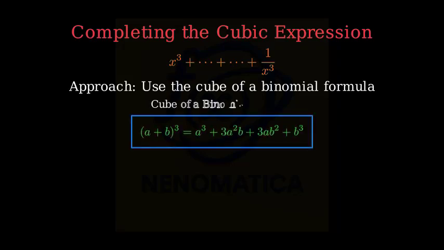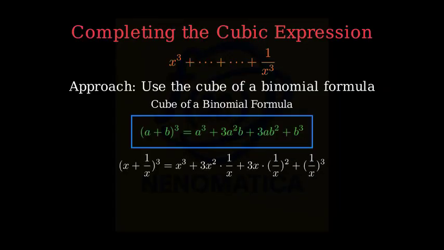Let's recall the formula for the cube of a binomial a plus b: a cubed plus 3a squared b plus 3ab squared plus b cubed. Let's try applying this formula to our problem. If we let a equal x and b equal 1 over x, then a cubed is x cubed, and b cubed is 1 over x cubed, which matches our two known terms. The expansion becomes x cubed plus 3x plus 3 over x plus 1 over x cubed.